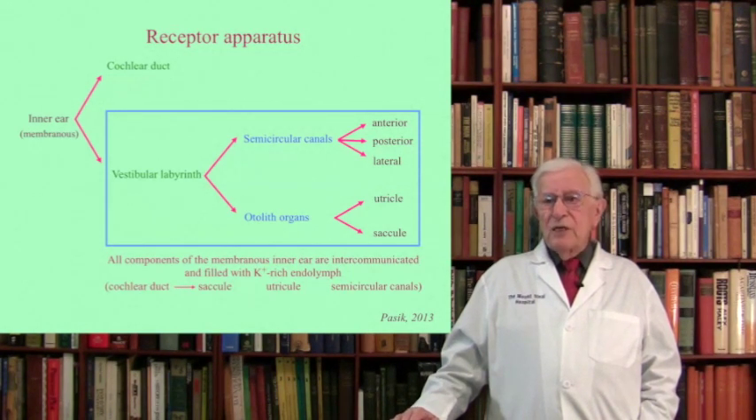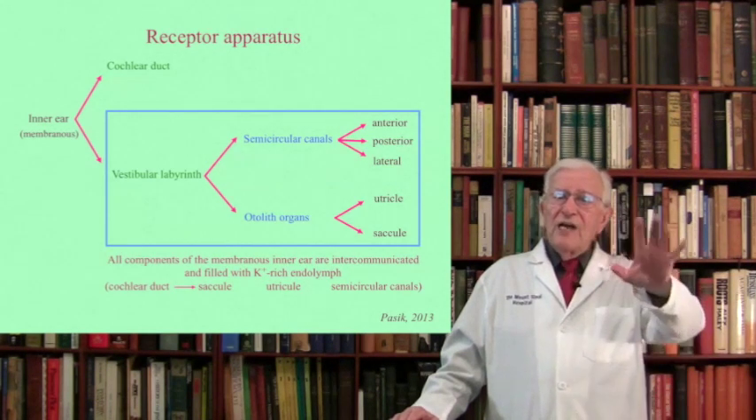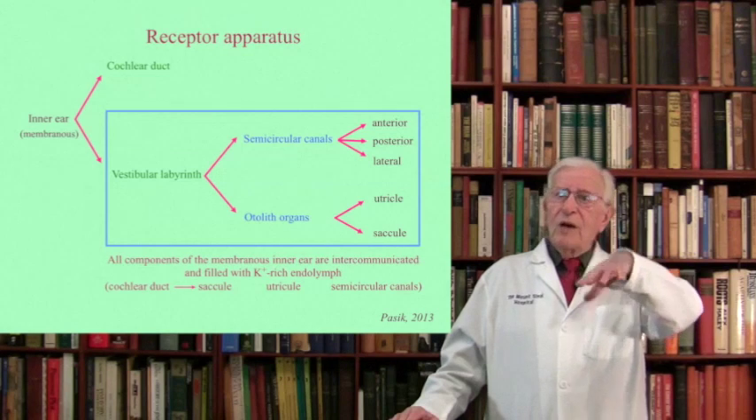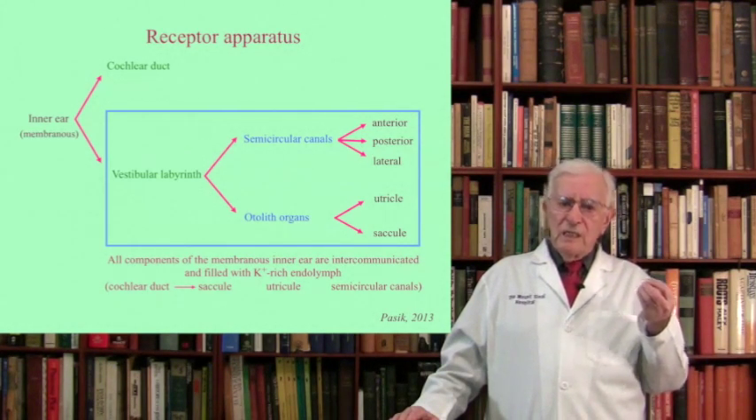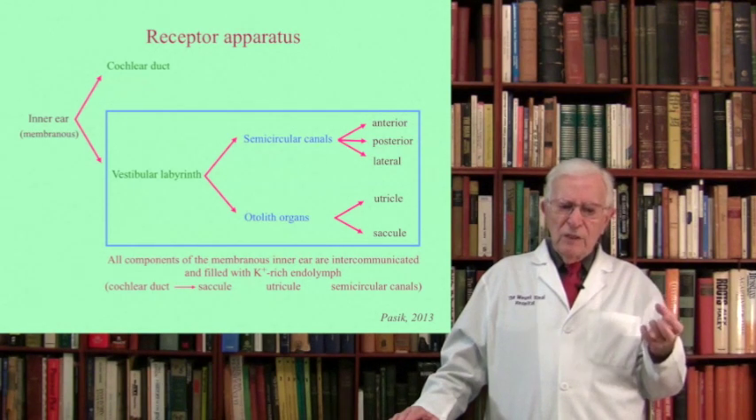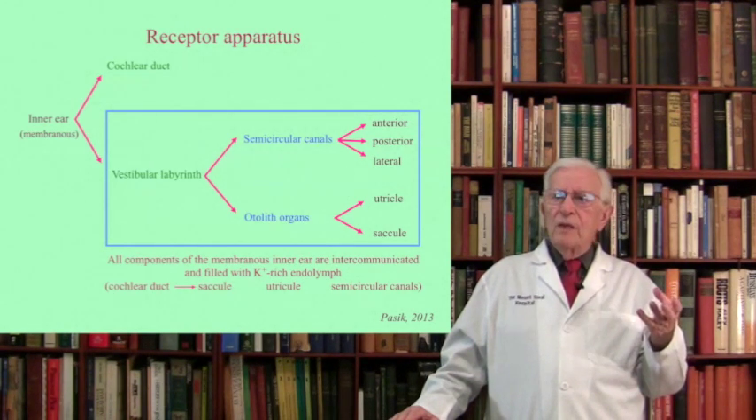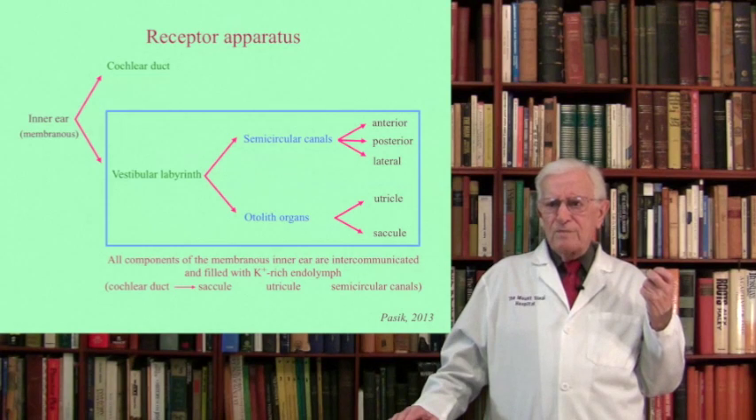As I mentioned here, it's important to detail that all components of the entire inner ear, both the vestibular labyrinth and the cochlear duct, are filled with a thickened fluid called endolymph. An important characteristic of this fluid is the high concentration of potassium ions.